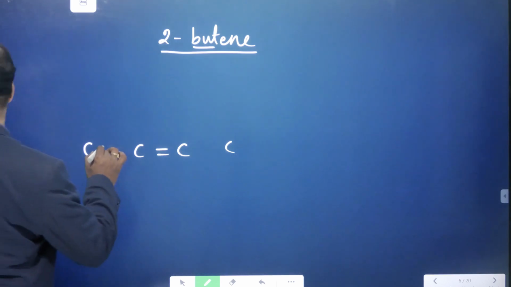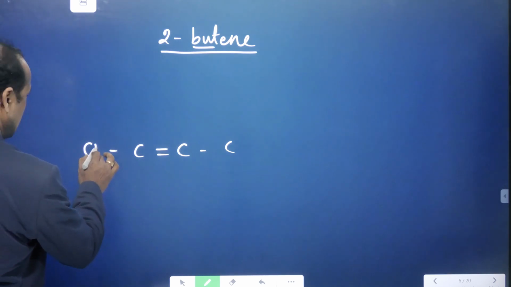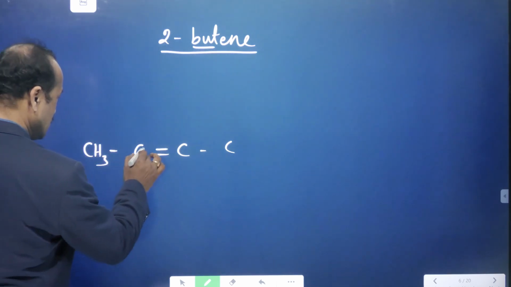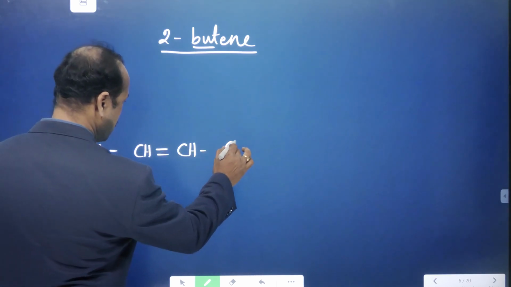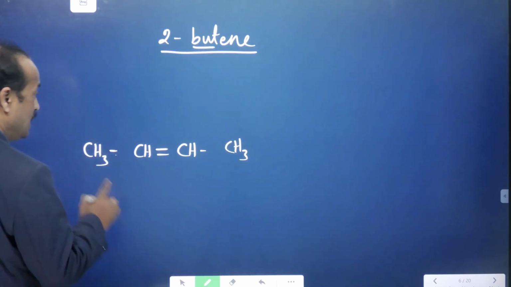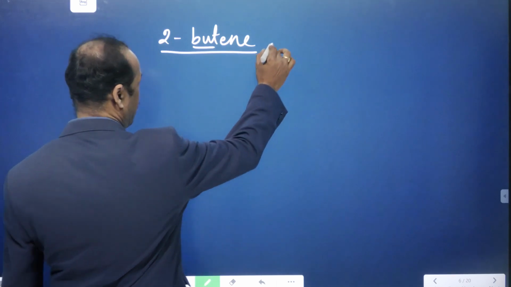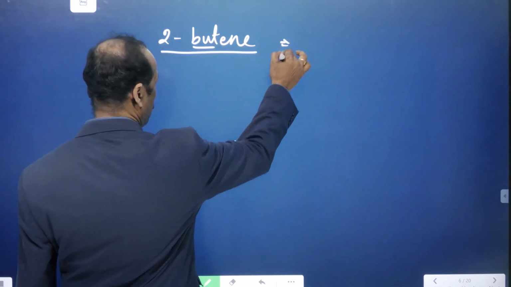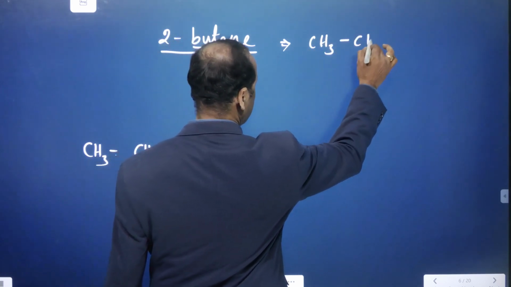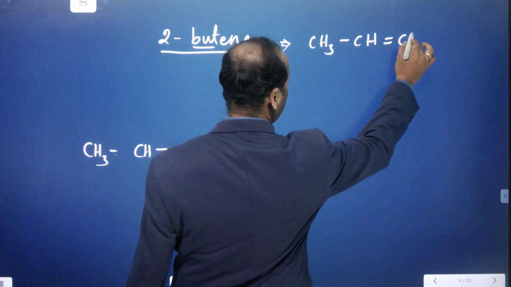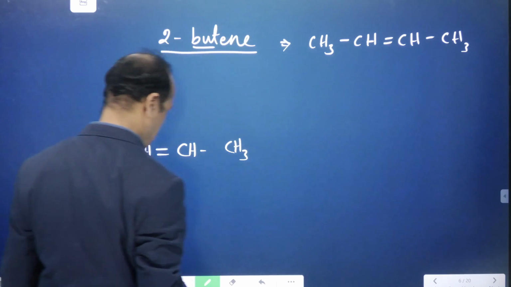Right. Now the remaining are single bonds. Now put the hydrogens, so here CH3, right? This carbon has 3 bonds to hydrogen, so it is CH, and this is CH, this is a CH3. This is 2-butene. Now this structure, I'll write once again here: CH3, single bond CH, double bond CH, single bond CH3.